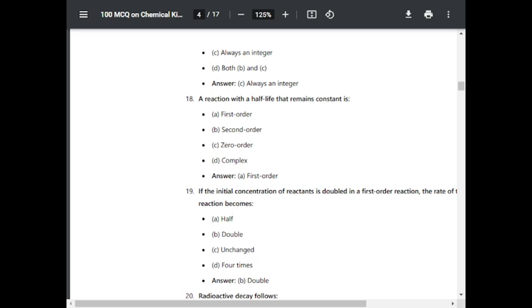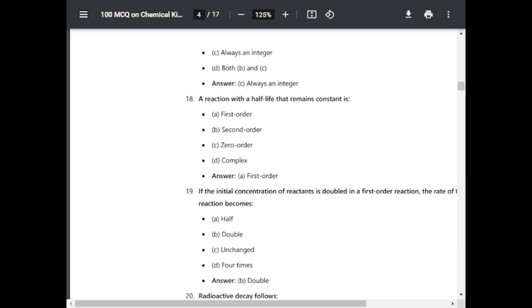Question number 18. A reaction with a half-life that remains constant is: option A, first order; option B, second order; option C, zero order; option D, complex. The correct answer is A, first order. A reaction with half-life that remains constant is first order. That is, option A is correct.